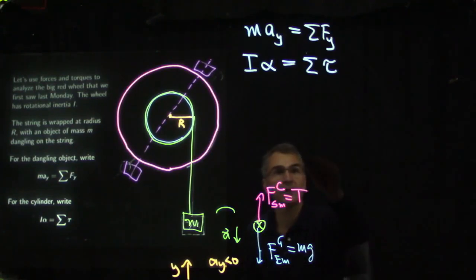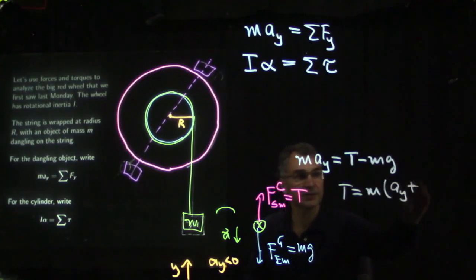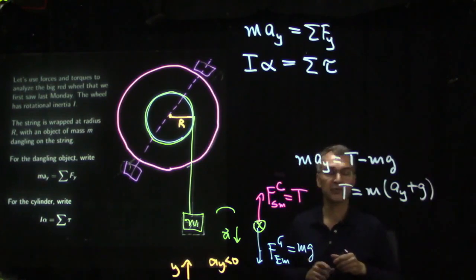So Newton's second law would give us m a sub y is up minus down. That's tension minus mg, which gives us tension equals m times (a sub y plus g), but a sub y is negative, so this is going to be smaller than mg.